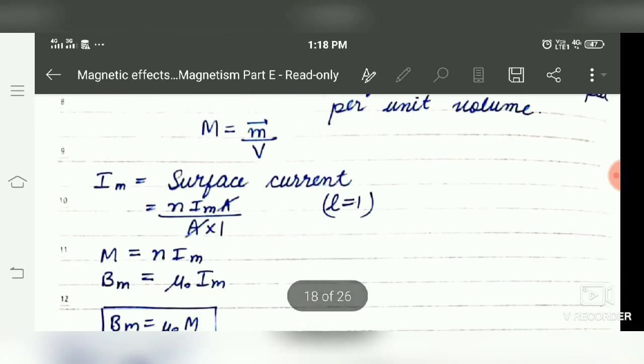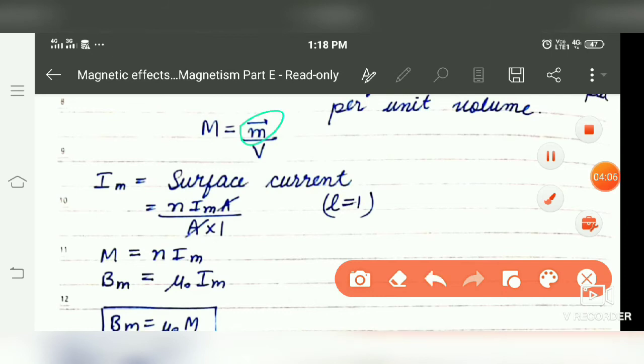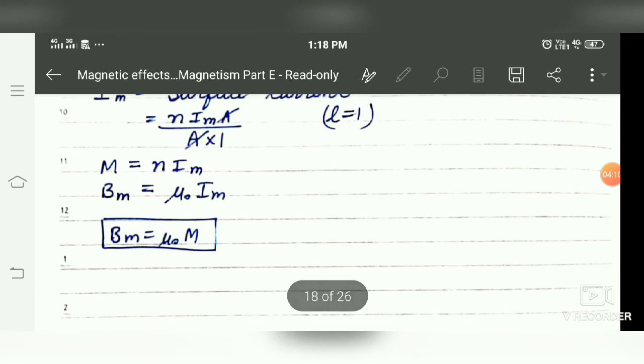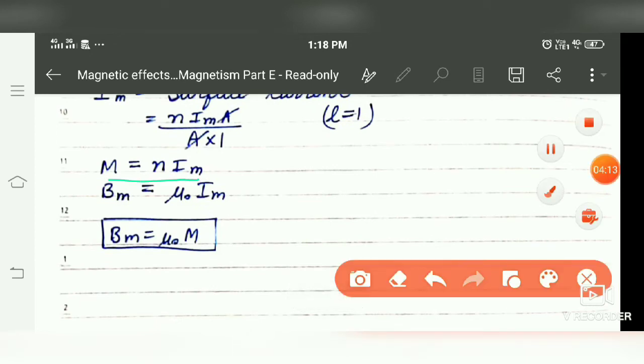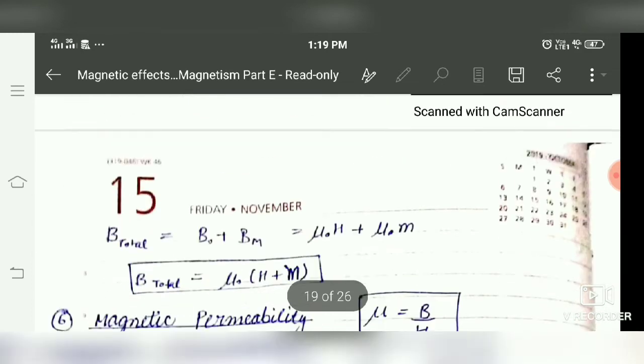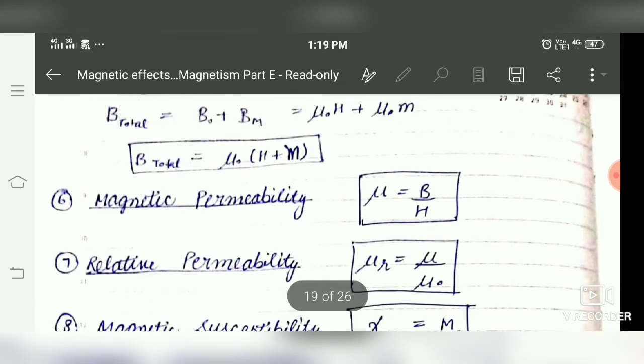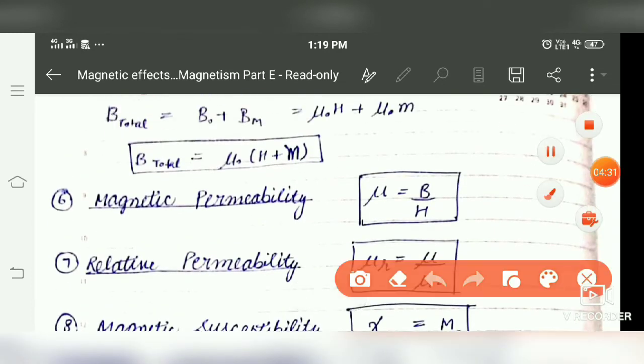So it is defined as magnetic moment per unit volume. So here we know M equals N into IA, where IA gets cancelled with A, so B equals mu naught IM, or instead of IM, if we have a number of terms here, we get mu naught M. Next, the total magnetic field is mu naught H plus mu naught M, the magnetized field.